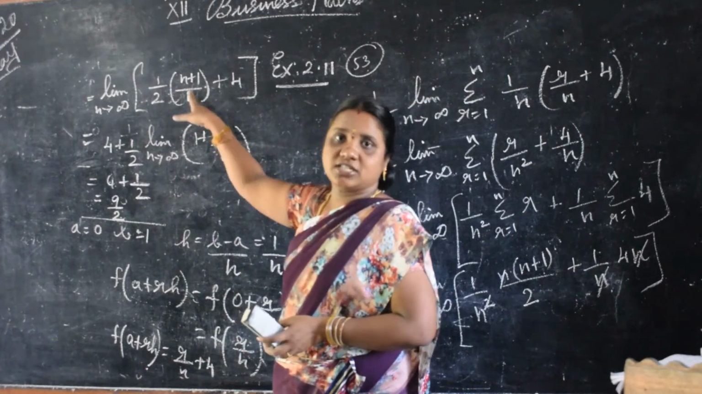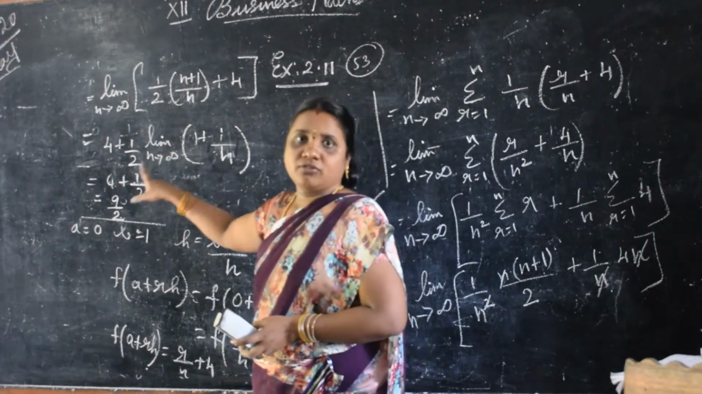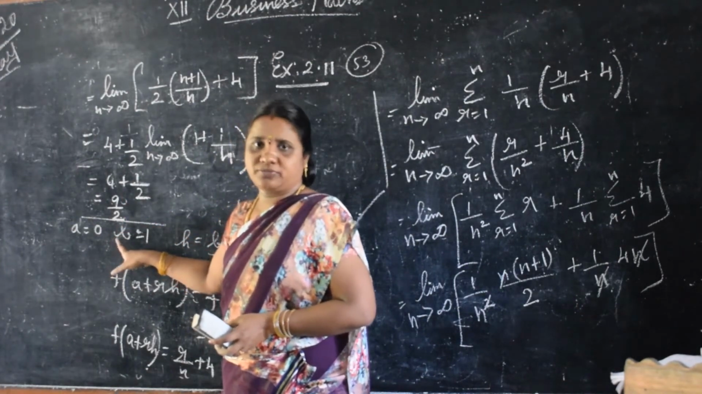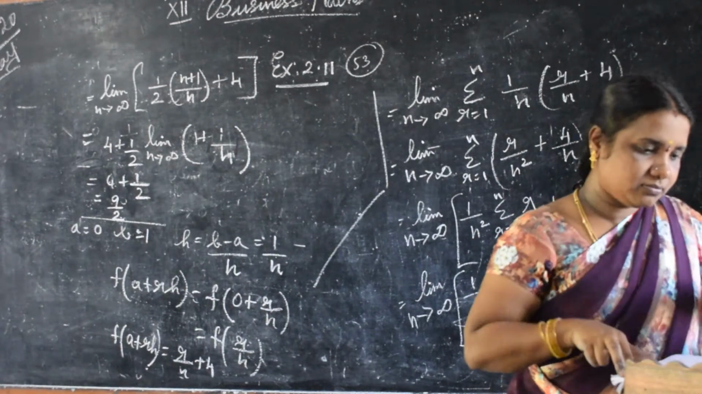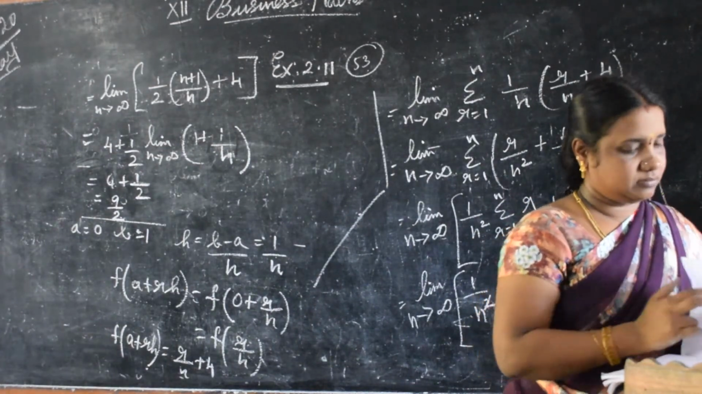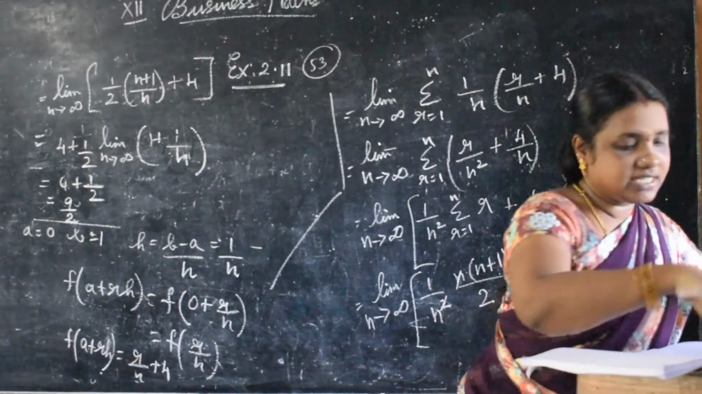This n cancels, so 1 plus 1 by n. Then only the 1 will remain. 4 plus half is equal to 9 by 2. This is the answer. Have you understood? See the next problem. Second question.